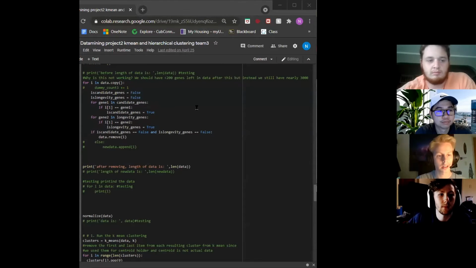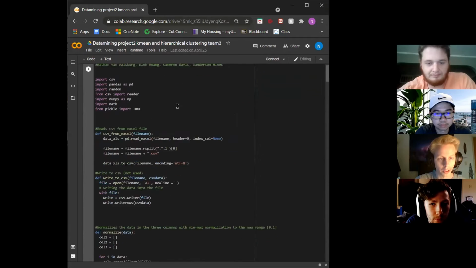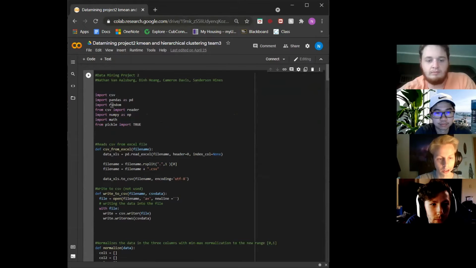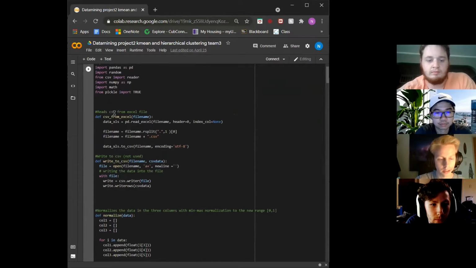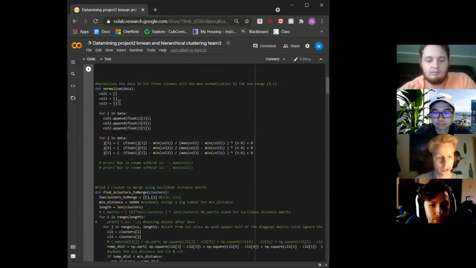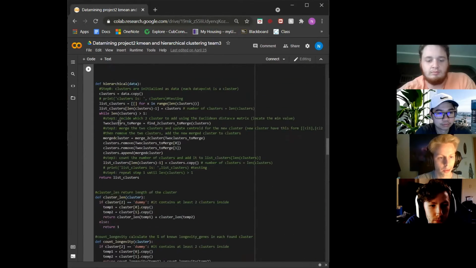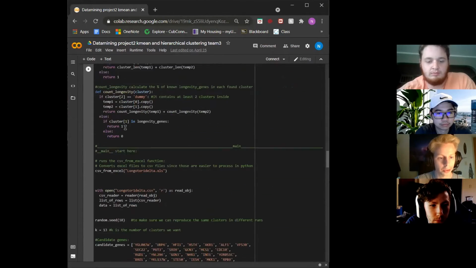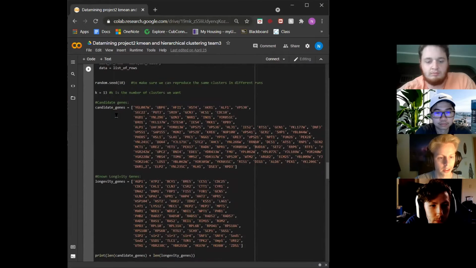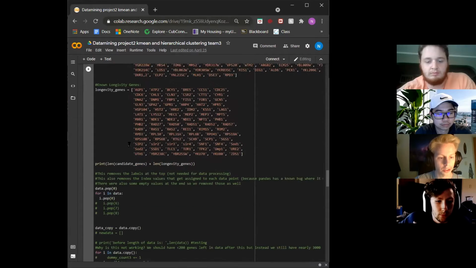So essentially we just have our program from before that we presented on Thursday. All we had to do was take that code and edit our data and trim that down. We didn't actually change any of the clustering algorithms because they already worked completely fine. Here are the genes that we're going through. We just put them in 2 different lists.